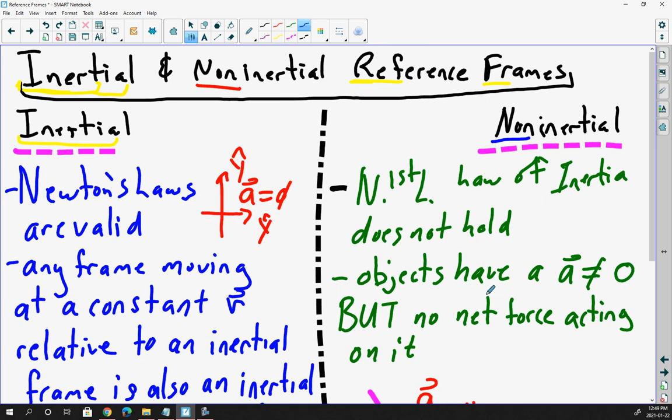Why? That's because objects have an acceleration that's not equal to zero. They have an acceleration that's not equal to zero, but even though their acceleration is not equal to zero, there's no net force acting on them. So even Newton's second law is messed up, because basically what we're saying is F net is equal to zero, but acceleration is not equal to zero. What? We need to look at this more deeply.